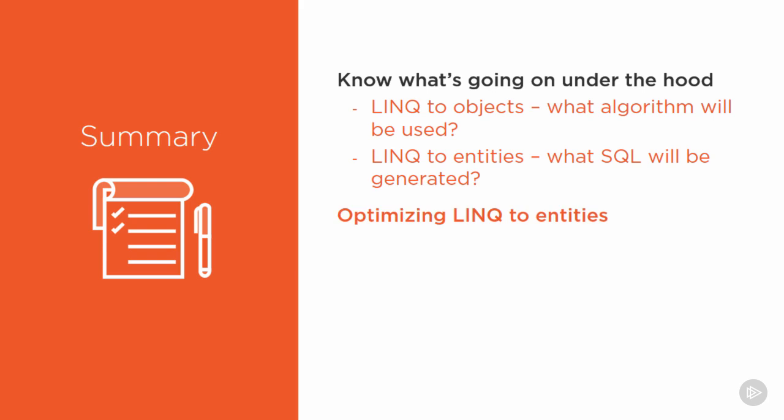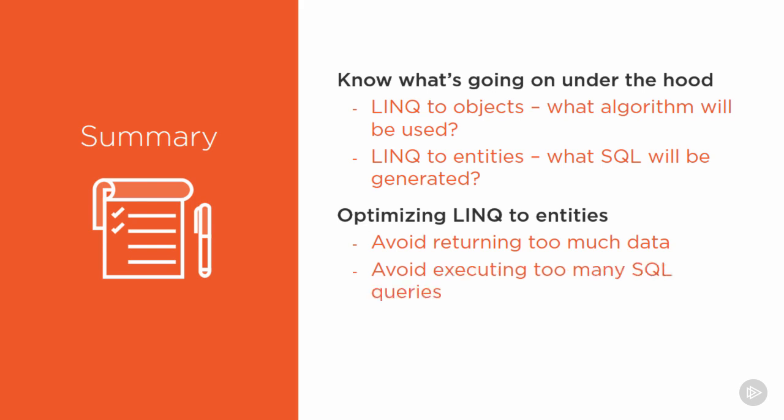And finally, we ended this module with a brief look at performance considerations when your LINQ queries are running against a database, such as with LINQ to Entities. And in particular, we saw how you can avoid returning too many rows and too many columns, and also how to avoid running too many SQL queries when just one would suffice.